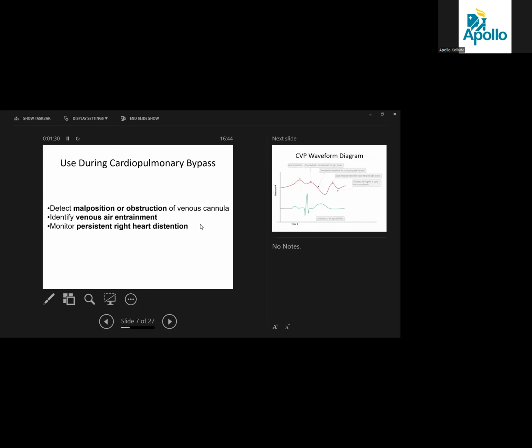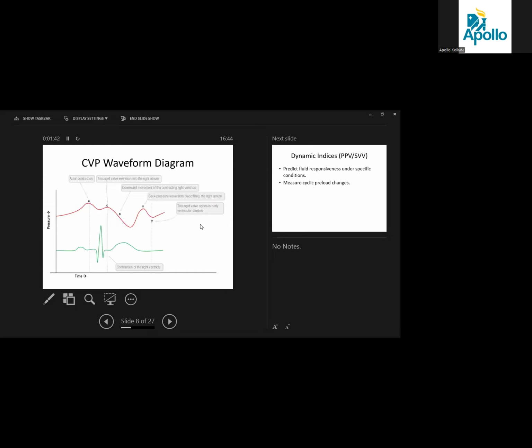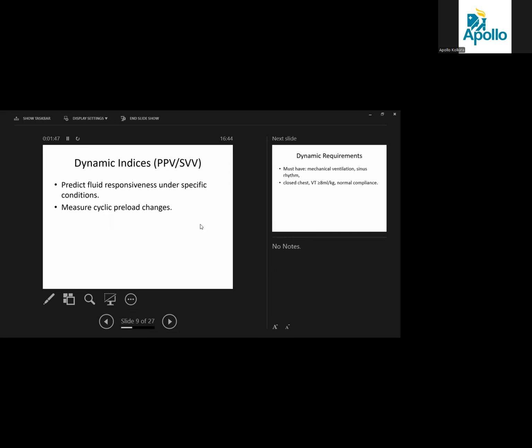It is used during CPB for detection of malposition or obstruction of the venous cannula, for identifying venous air entrainment, and to monitor persistent right heart distension. Now, this is the CVP waveform diagram. I'm not going into the details of the waveforms.